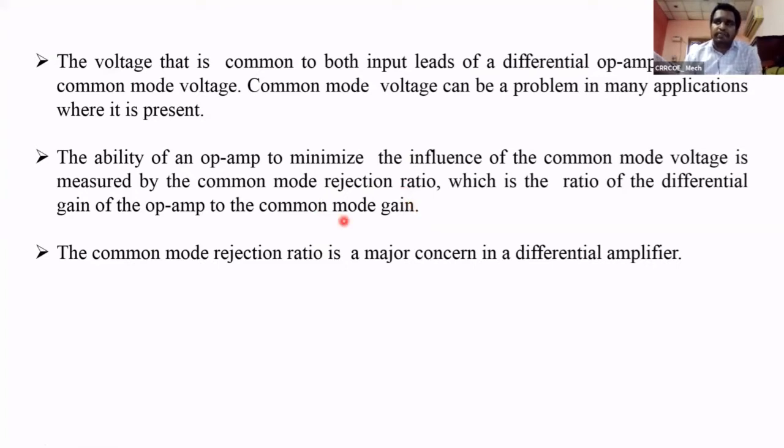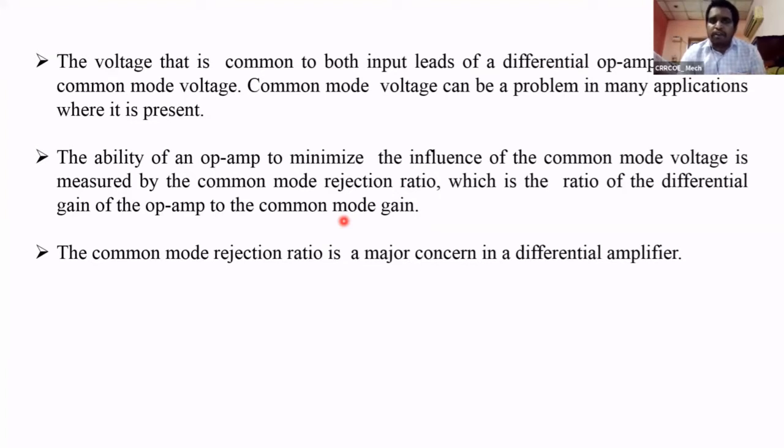Differential gain means for an input there is some gain at the output, as in the previous circuit, the instrumentation amplifier. That is the differential gain, means the overall gain. If V1 is equal to V2, we still have some gain at the output, that is the common mode gain. The ratio between the differential gain and the common mode gain is called the common mode rejection ratio.